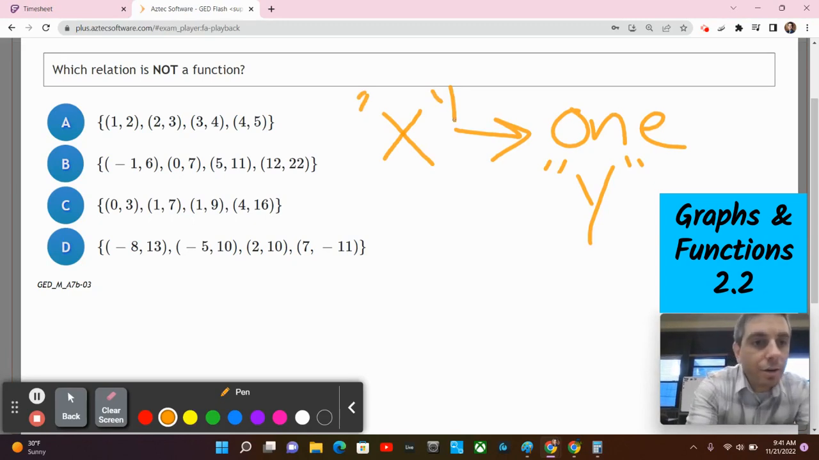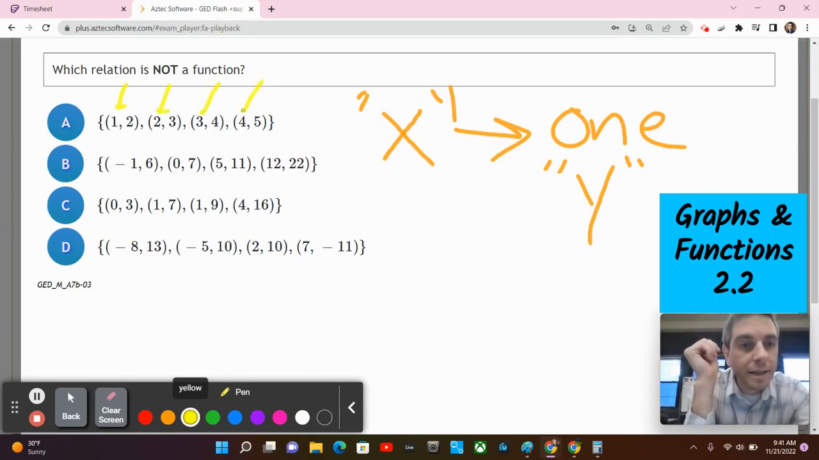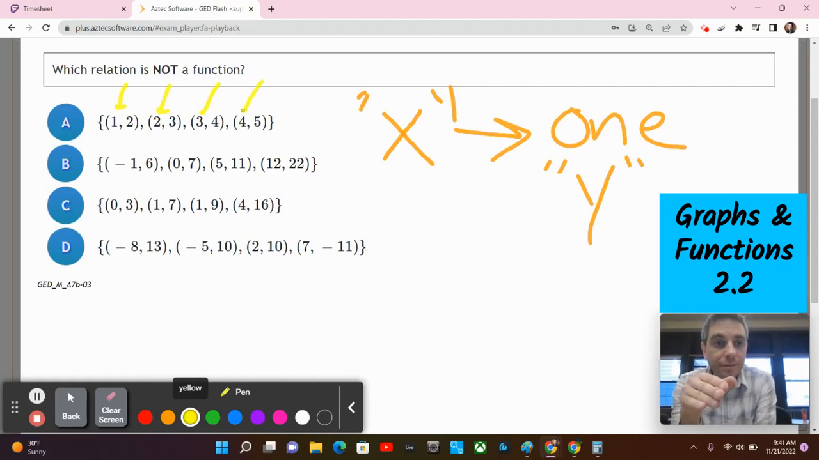So let's take a look at all of our x values in answer choice A. In answer choice A, we have 1, 2, 3, and 4 for my x values. And you notice I was just looking at the x's. I didn't even pay attention to the y's. Since each and every one of those x's is a different number, I know already that that one's a function because it meets the definition that every x is paired to only one y number. Essentially, none of the x is repeated.